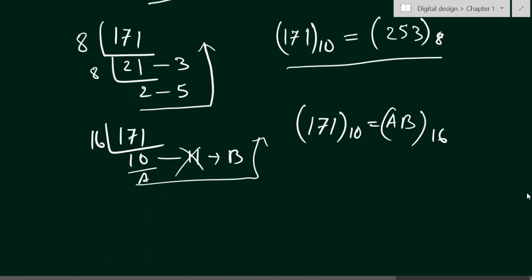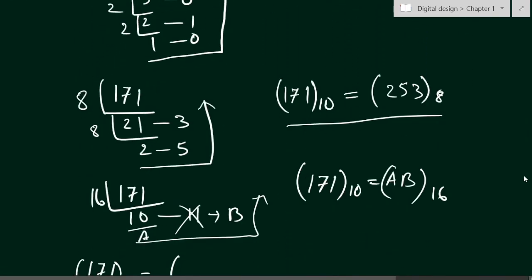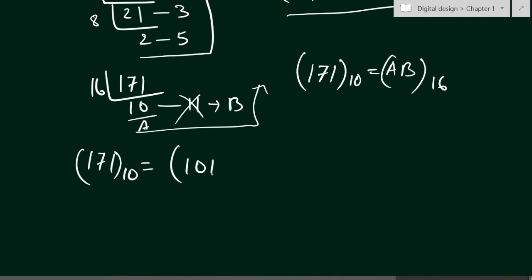So what will be the shortcut? Suppose you are in a competitive exam and you want to convert this number within a minute. So first of all, you have to convert the number 171 in decimal into its binary equivalent. So what is the binary equivalent we have got here? It is 10101011. So this is the binary equivalent. After converting into binary, you can directly convert into octal, and similarly for hexadecimal.